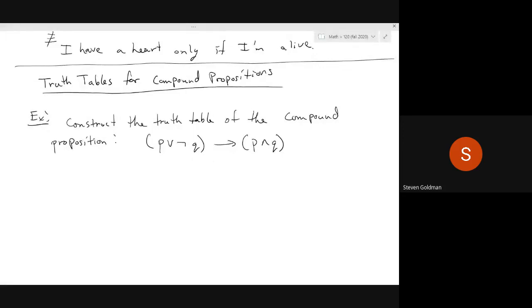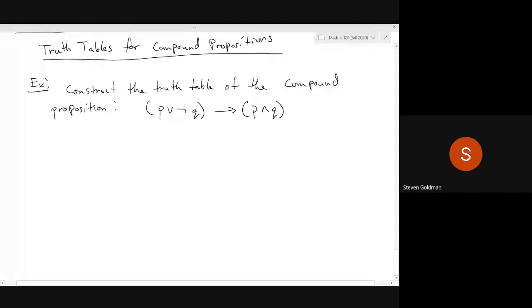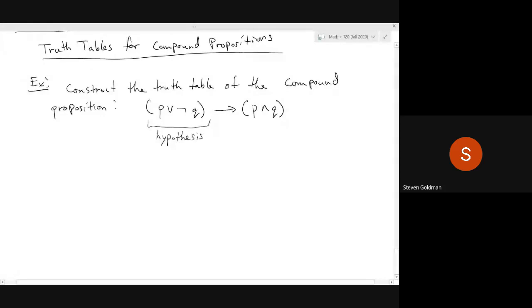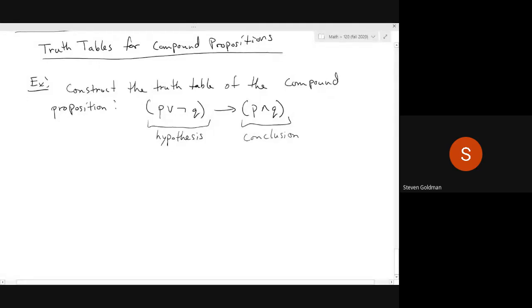One of the advantages of having a truth table is that it tells us under what circumstances this statement will be true, and under what circumstances the statement will be false, for what truth values of P and Q. Here we have a conditional statement. Here our hypothesis is P or not Q. That's the hypothesis that comes before the arrow, and our conclusion is P and Q. So we have a conditional statement that's got complicated parts.